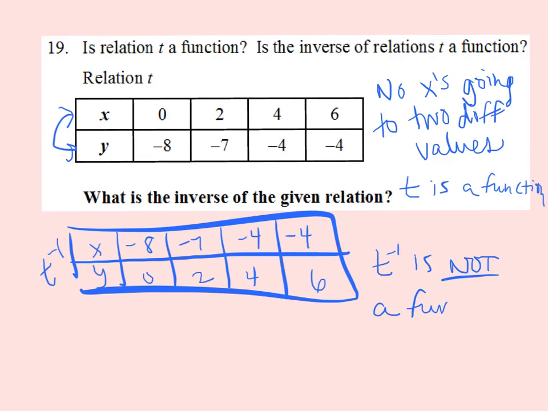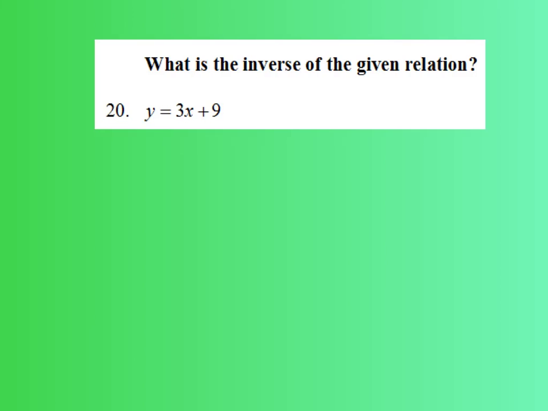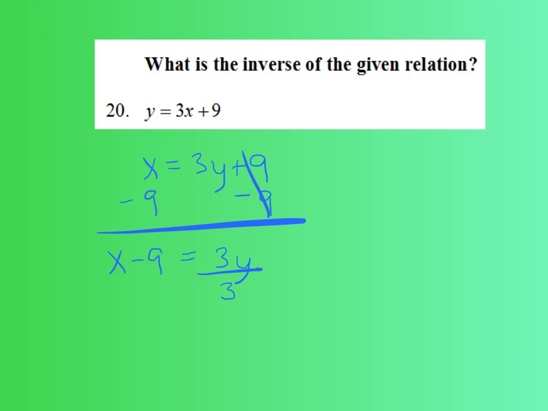So for this problem, when we're finding the inverse, I have to do two things. First, I'm switching my x and my y values. So I have x equals 3y plus 9. And then I'm solving for y. So I'm moving my 9, and I get 3y equals x minus 9. And now I'm simply going to divide by 3, canceling that out, which gets me y by itself equal to x minus 9 over 3. And that would be my inverse relation.